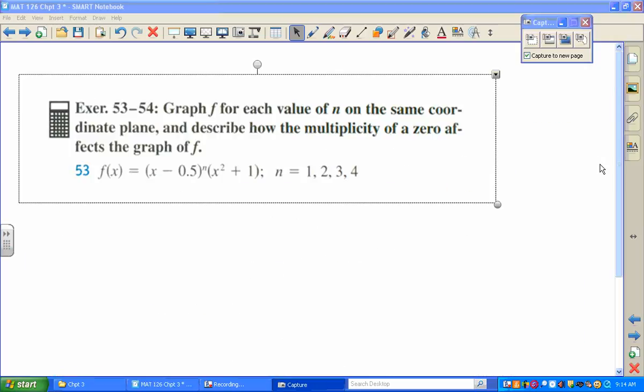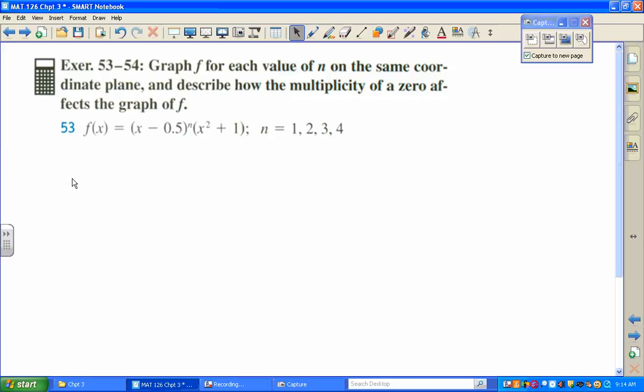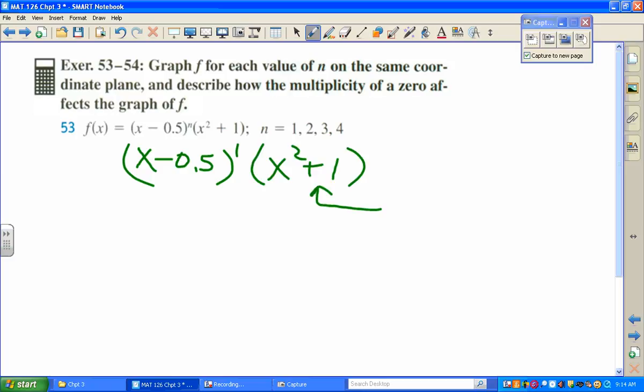Yeah, just put it in the calculator. If I put in 53, if I make this to the first power, what makes the second factor equal to 0? Anything that's real? No. So there's no x-axis intercept. Okay, therefore, no solution.